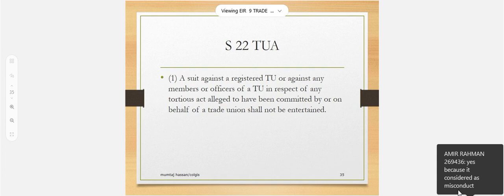Okay, understood, madam. So what you meant is that maybe the words are untrue. If the words are untrue, then the court will decide whether it's actually defamation or not. Defamation must be something untrue that you have said. So the court will decide. But here, this section says that the company cannot sue the member or the officer of the trade union in respect of a tortious act. Okay?